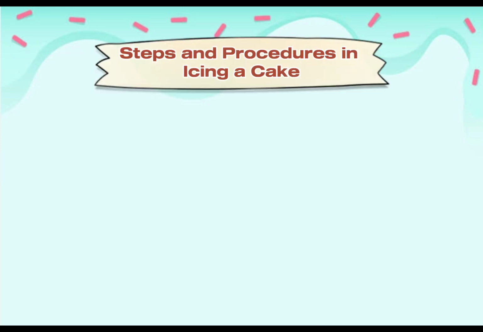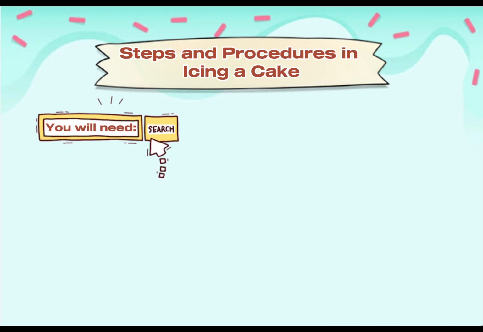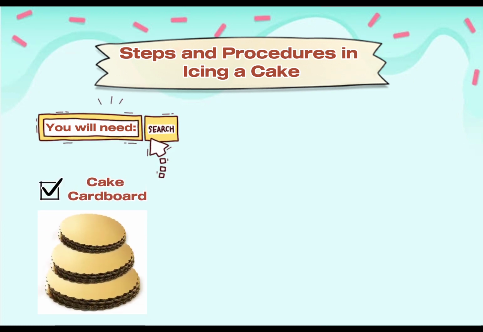So now let's proceed to the steps and procedures in icing a cake. In icing a cake, you will need these tools and materials. First we have cake cardboard. Cake boards come in all different sizes. Use a board that is 1 inch larger than the cake pan. This allows for the thickness of marzipan, icing, and also for any decoration around the edge of the board.